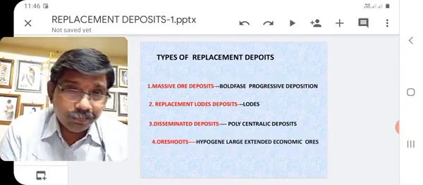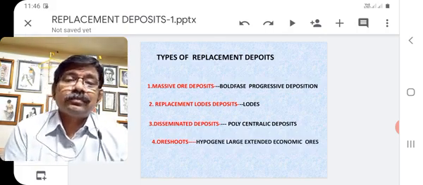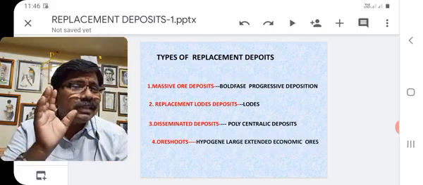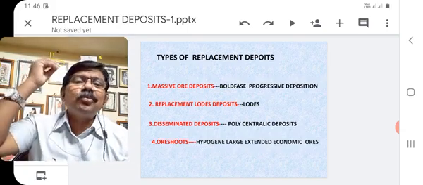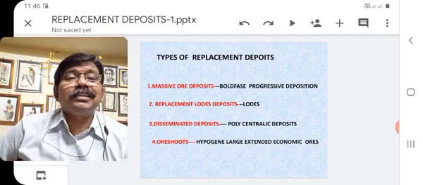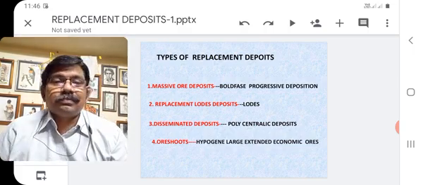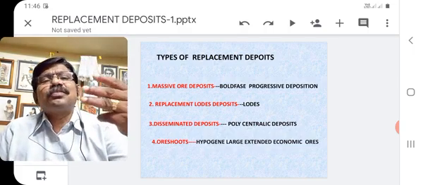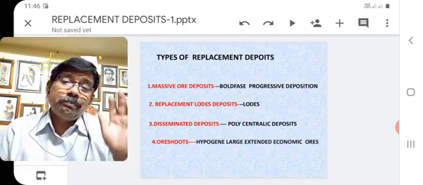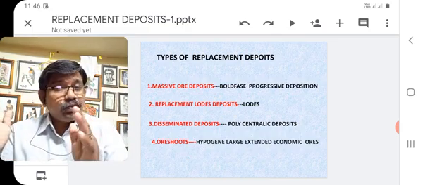When we enter into the topic seriously, our intention today is not to discuss the cavity filling, only replacement deposits. How many types of replacement deposits? There is not a significant importance for the types. Here, only 3 types, 4 types are there. Replacement deposits, but they are the bigger ones and largest deposits.